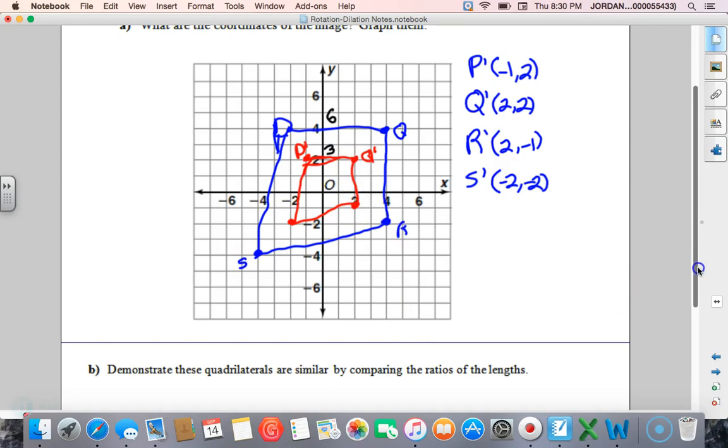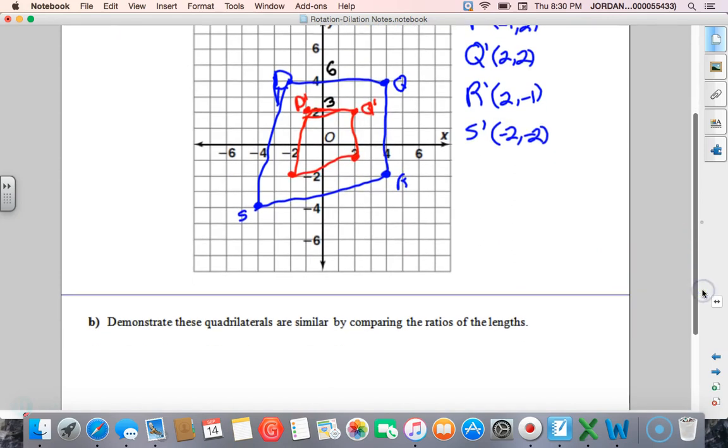So now when we compare the ratios of the lengths, they should all be the same. So the ratio of these two sides should be the same as the ratio of the other sides. So this one is 1, 2, 3, and this one is 1, 2, 3, 4, 5, 6. So you can already tell they should be the same ratio. But let's just look and see.